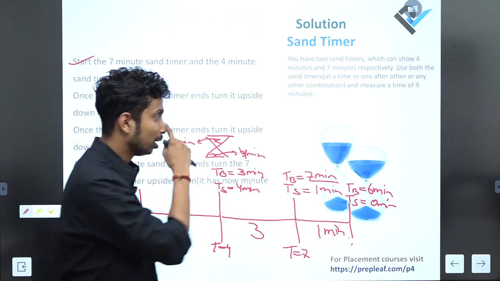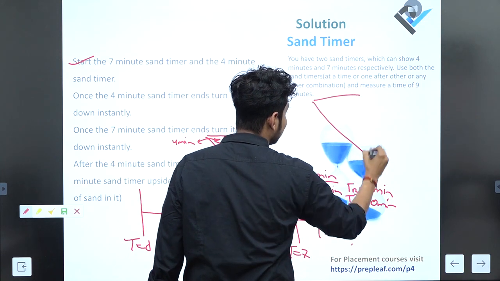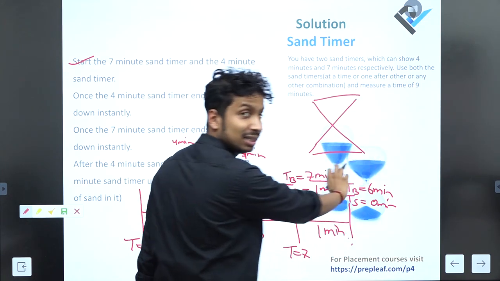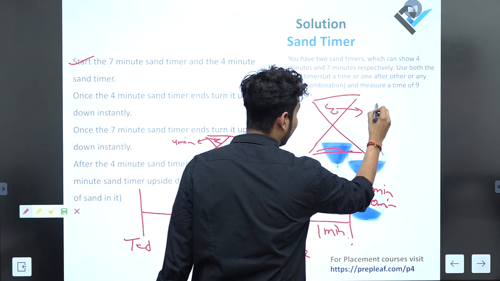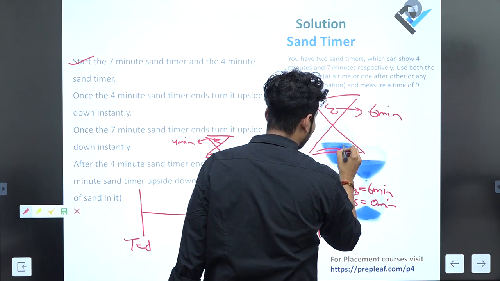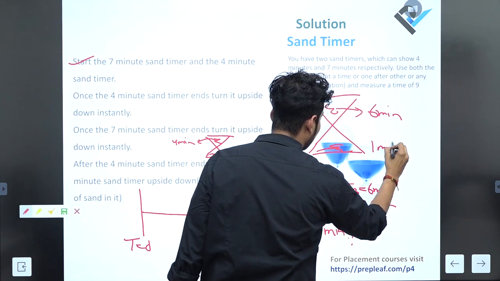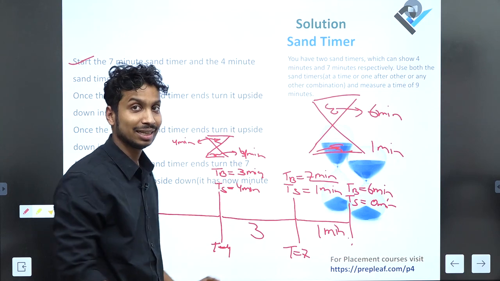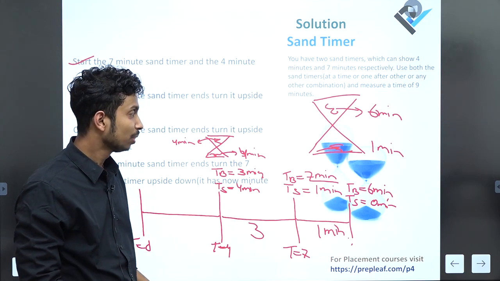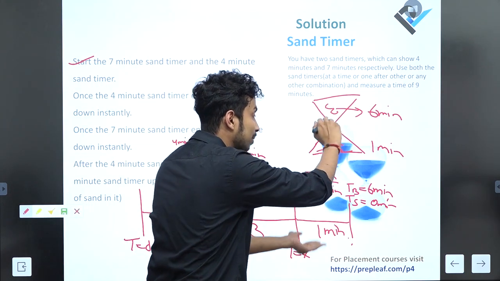Now what can we do? Look at the bigger sand timer. Here there is some sand, and here is some sand. This sand has a capacity of 6 minutes, and this sand has a capacity of 1 minute. Now only 1 minute is left. We have to measure 9 minutes, and we have already measured 8 minutes. What should we do? We should turn this sand timer upside down.